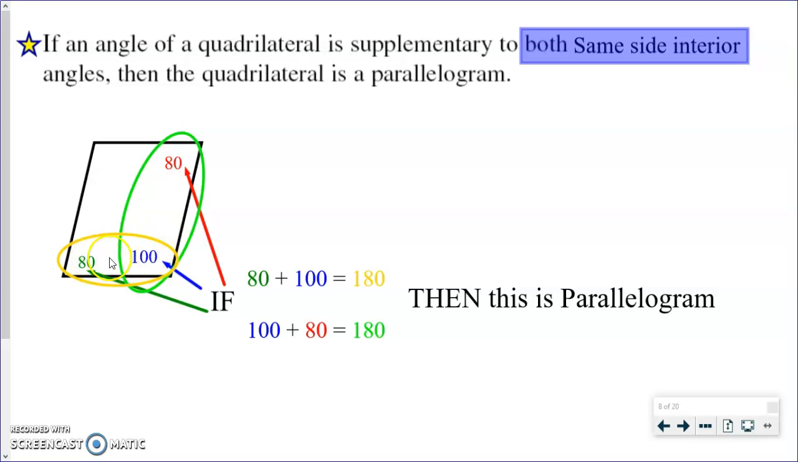So this pair of same side interior angles down here, 100 plus 80 is 180. So this pair is supplementary. And we get the same thing here, 180. So 100 plus 80 is 180, so they're supplementary also. So if you have one angle that's supplementary to both of its same side interior angles, then it is a parallelogram.